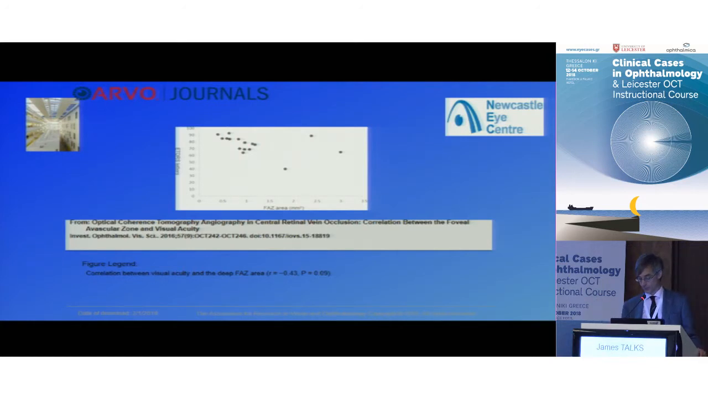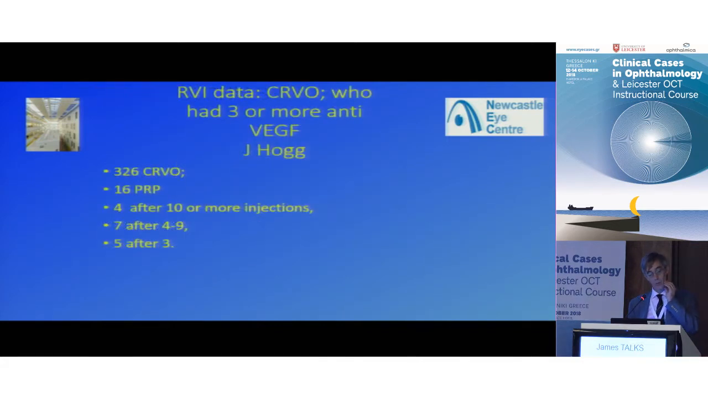We've looked at our own data to see how many people who we've been giving anti-VEGF for central retinal vein occlusions actually ended up with PRP or indeed got rubeosis. So we had 326 patients, 16 of whom did in the end have PRP. 4 of those after 10 or more injections, 7 after 4 to 9, 5 after 3. So these were all people who were given 3 injections and then we followed up. So it looks like the rate of PRP once you start injections is really quite low, and the majority of them are later on in the line.